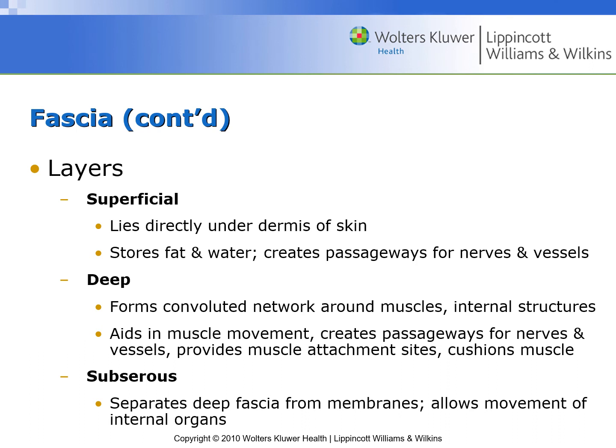Fascia has three main layers. The superficial layer lies directly under the dermis of the skin. It stores fat and water, and it creates passageways for nerves and vessels. Deep fascia forms a convoluted network around muscles and internal structures. It aids in muscle movement, it creates passageways for nerves and vessels, and it provides muscle attachment sites which cushion the muscle. Subserous fascia separates deep fascia from membranes, and this allows movement of internal organs.